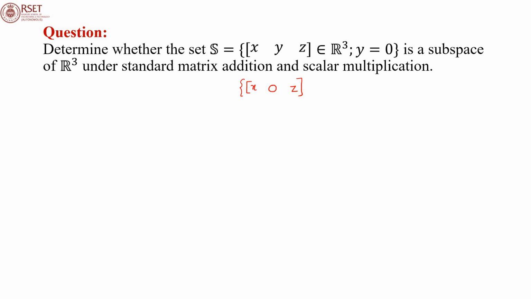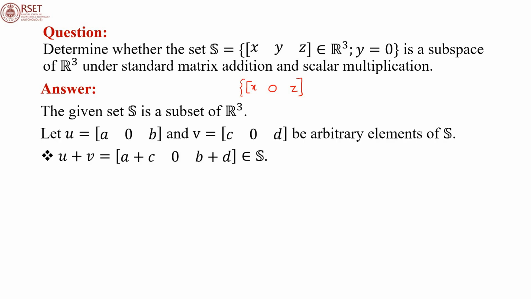Two conditions. What is the first one? By the answer we can say that the given set is a subset. We are considering two elements U and V of S. So both the elements U and V will have their second entry 0. Okay. So U is (a, 0, b) and V is (c, 0, d). So we have taken two arbitrary elements of S. Then we have to make sure that U plus V is in S.